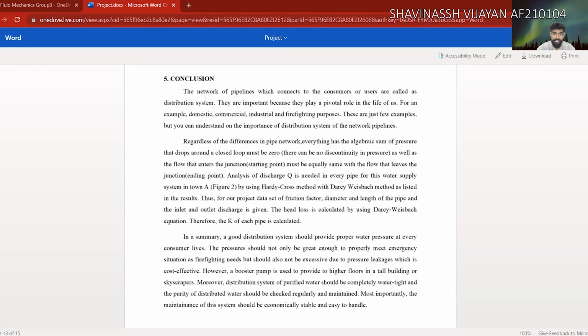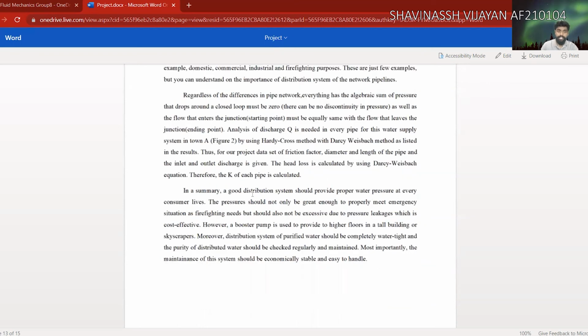Analysis of discharge Q is needed in every pipe for this water supply system in town A by using the Hardy-Cross method with the Darcy-Weisbach method as listed in the results. So these are the methods that we use to calculate our results. For our project, a data set of friction factor, diameter, length of the pipe, and the inlet and outlet discharge is given. The head loss is calculated using the Darcy-Weisbach equation. Therefore, the K of each pipe is calculated, so it is not ignored but actually taken into consideration.